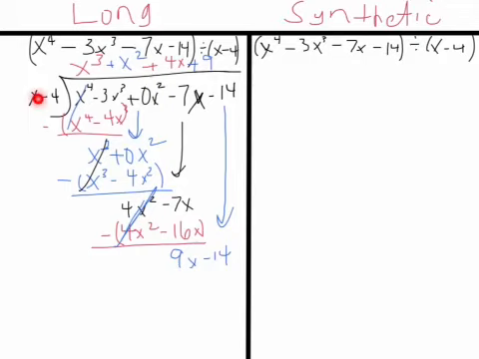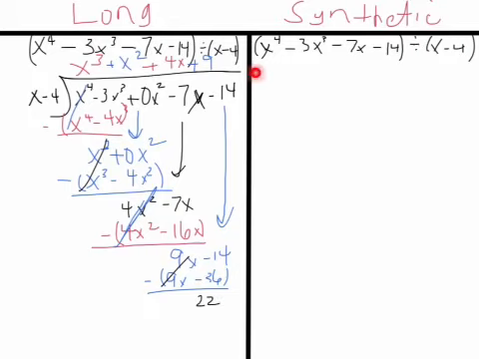So 9 times x is 9x. 9 times negative 4 is negative 36. You're subtracting, so this cancels. And this is negative 14 minus negative 36. So basically this becomes plus 36, which would make this 22, positive 22.